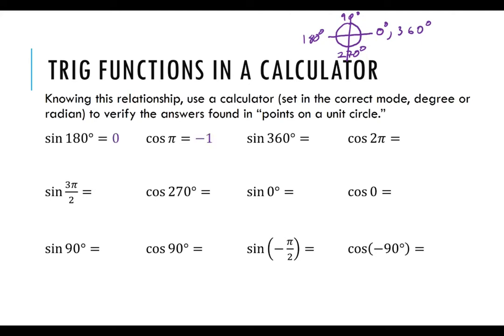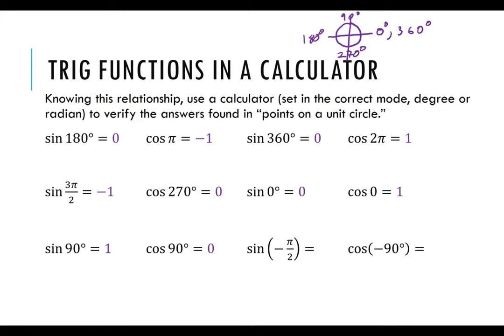To verify what they are in your calculator, sine of 180 degrees is 0. Cosine of pi is negative 1. Sine of 360 degrees is 0. Cosine of 2 pi is 1. Sine of 3 pi halves is negative 1. Cosine of 270 degrees is 0. Sine of 0 degrees is 0. Cosine of 0 degrees is 1. Sine of 90 degrees is 1.